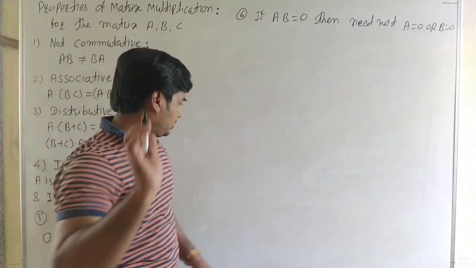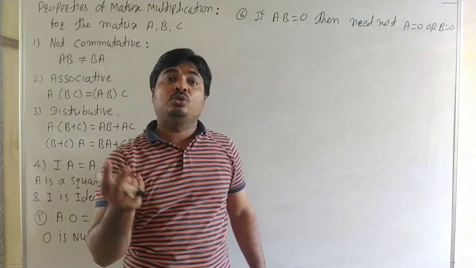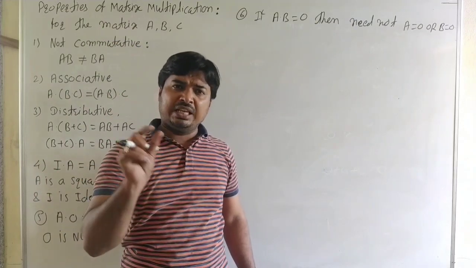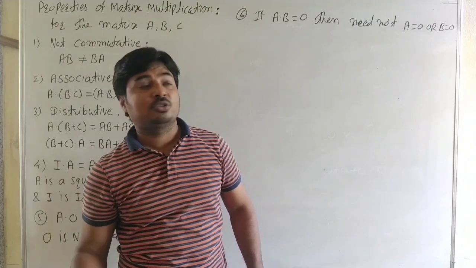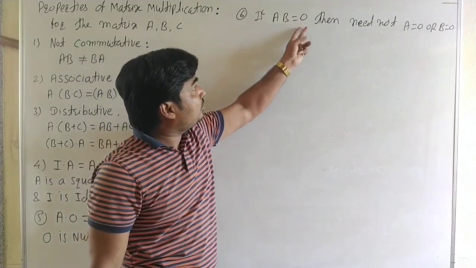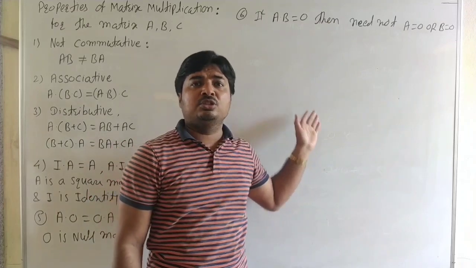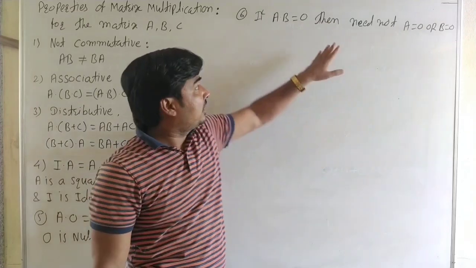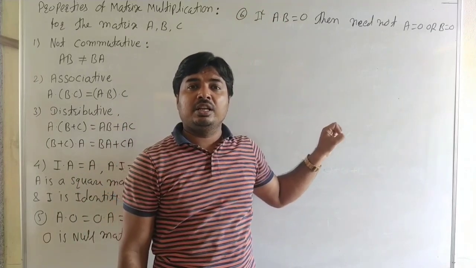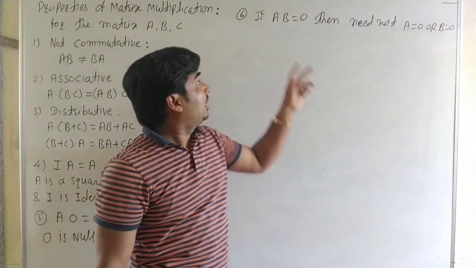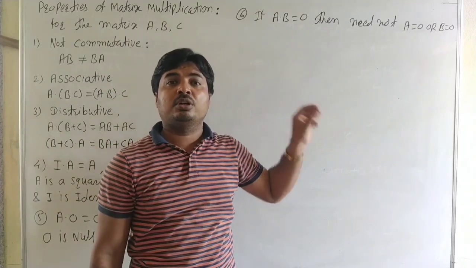In our numbers, the product of the two numbers is 0. Then any one number is 0, or both are 0. Either the first number is 0 or the second number is 0. But in matrices, if the multiplication of the two matrices is 0, then it need not be that the first matrix is 0 or the second matrix is 0. If A and B are both non-zero matrices, their product can still be 0.